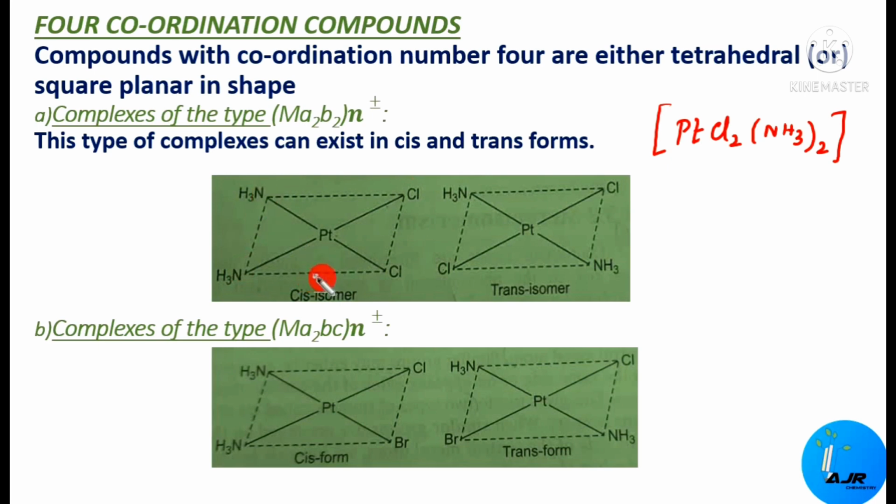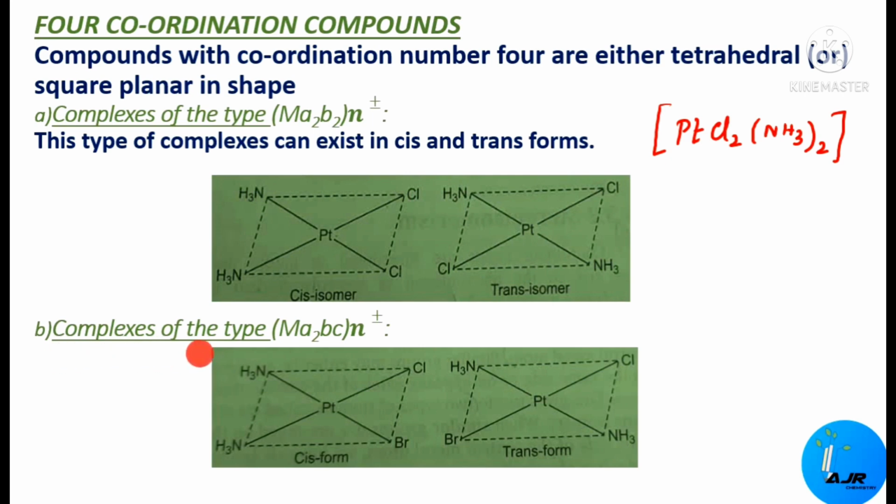So that time we'll be getting the cis isomer. While the trans isomer is obtained when the similar groups occupy the opposite position, or the trans position, around the central atom. See here, the similar groups are occupying the trans position around the central atom. So this is the trans isomer.